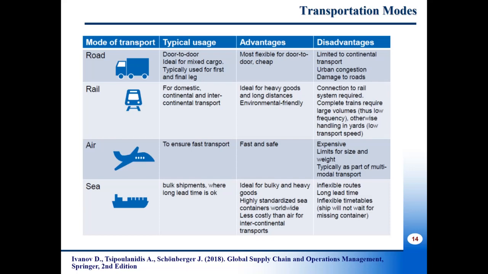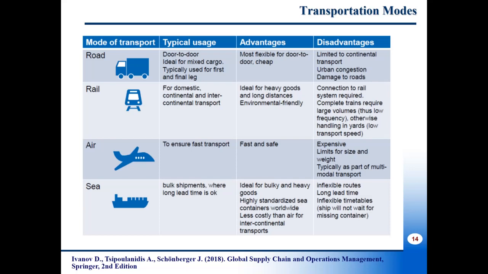Road transport has its own advantage of door-to-door delivery and is ideal for mixed cargo, typically used for first and final leg, for picking up from a source door and delivering to a destination door. Besides its most affordable price and flexibility, road transport is limited to continental transport, depends on urban congestion, and can damage the roads if loaded over road capacity.